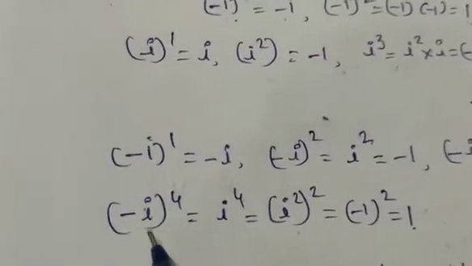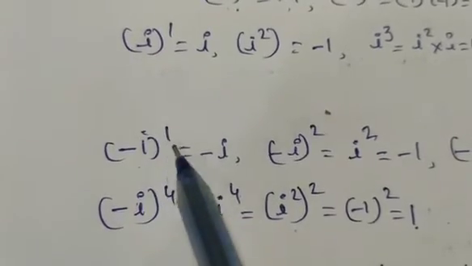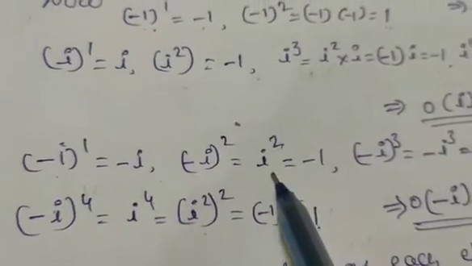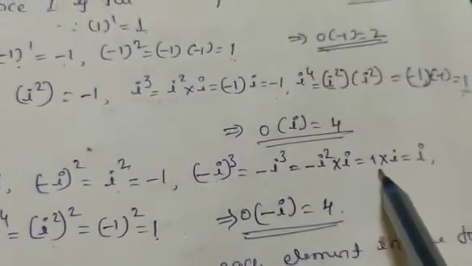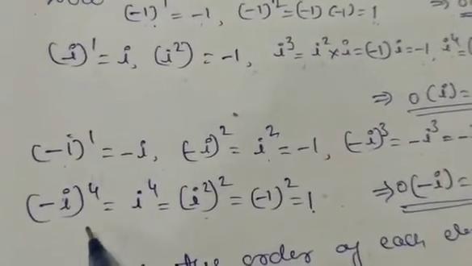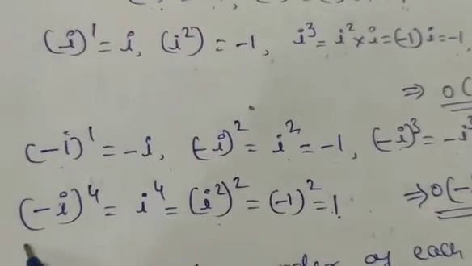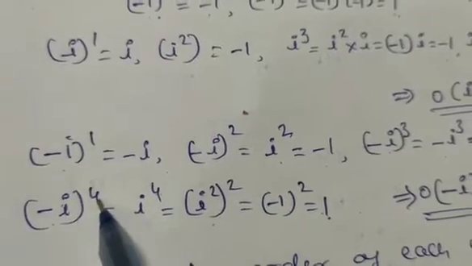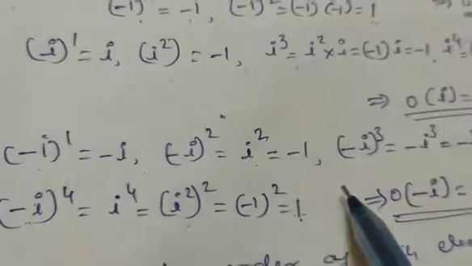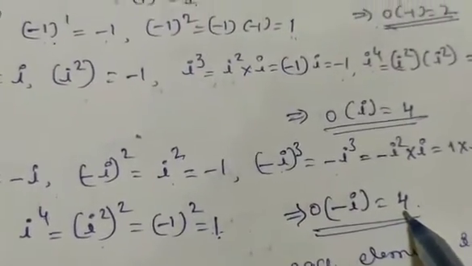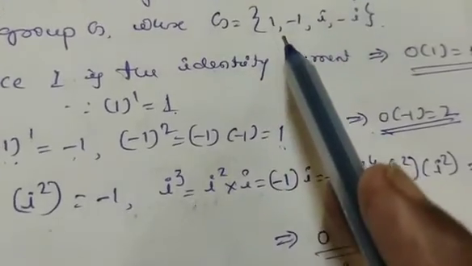Similarly, one more element remains here, -i. Let us raise the power of -i also one by one. We know -i raised to 1 is -i, squared is i squared, which equals -1. -i cubed is again i, and -i raised to 4 is i raised to 4, whose value is 1. So this implies -i raised to 4 gives 1, so the order of -i is also 4.